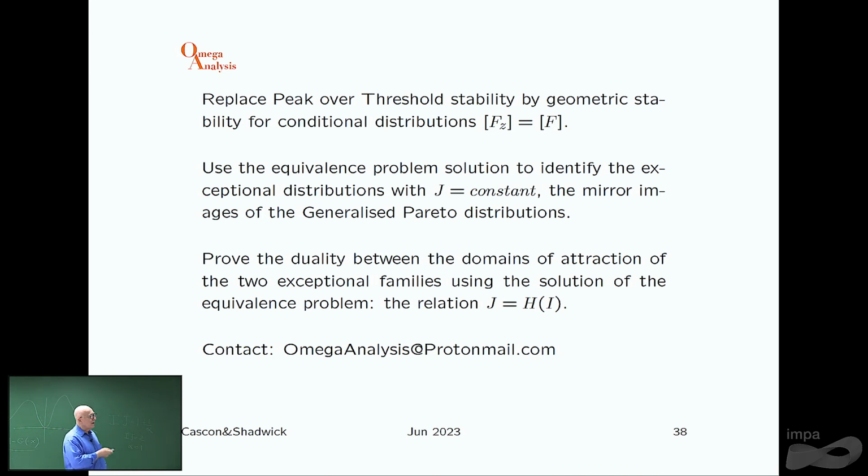Then finally, we come to this duality between the domains of attraction. And it all boils down to the fact that you have this relation. The relation that's the basis of the equivalence solution, J equals H of I, allows us to identify the differential equation for the distribution and the distribution itself. And that's the key to proving these convergence results.